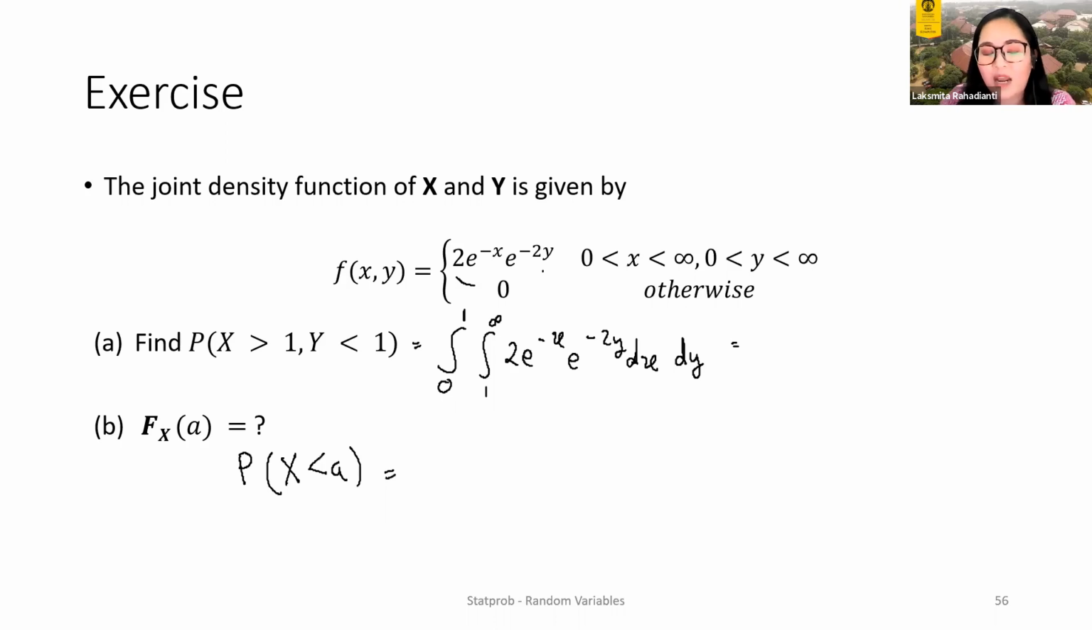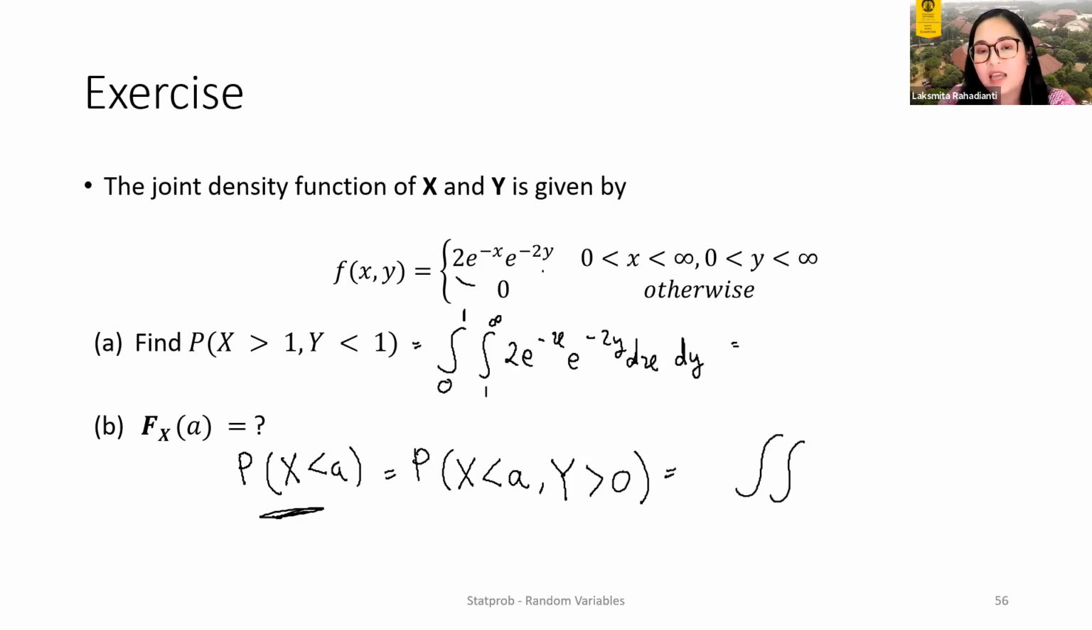AKA when I have x less than a, since I only have the joint function of x and y, then I have to denote this part here as a joint probability, aka when x is less than a, at the same time y is technically larger than any value, right? Y can be at any value, but luckily this equation is limited and is only valid from 0. So I can also say y is equal to 0.